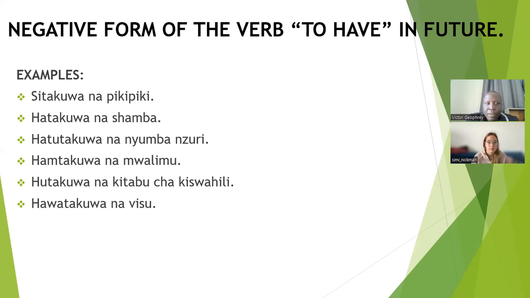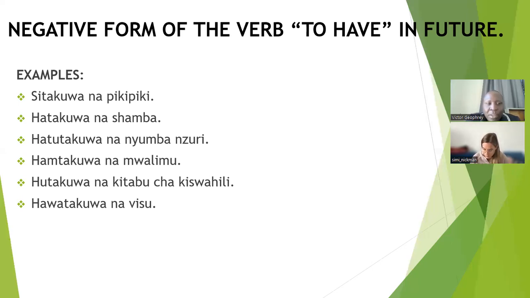If it is atakuwa na shamba, it changes to hatakuwa na shamba. If it is tutakuwa na nyumba nzuri, the negative will be hatutakuwa na nyumba nzuri. If it is mtakuwa na mwalimu, the negative will be hamtakuwa na mwalimu. If it is utakuwa na kitabu cha Kiswahili, the negative will be hutakuwa na kitabu cha Kiswahili. If it is watakuwa na visu, the negative will be hawatakuwa na visu.